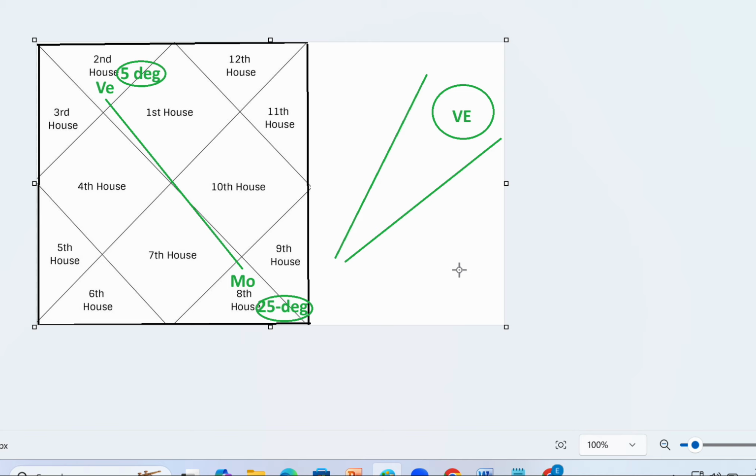So in a nutshell, degrees will impact, if at all, the exaltation and debilitation, plus or minus 3. That is one aspect. Second, now you said that drishti will also not work if that difference is more than 5 degrees.